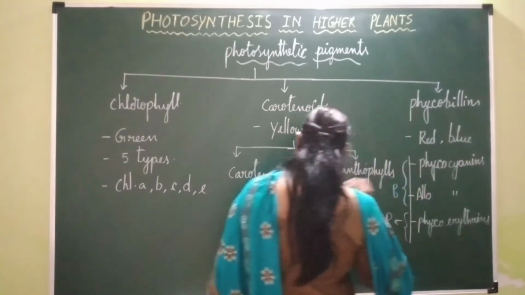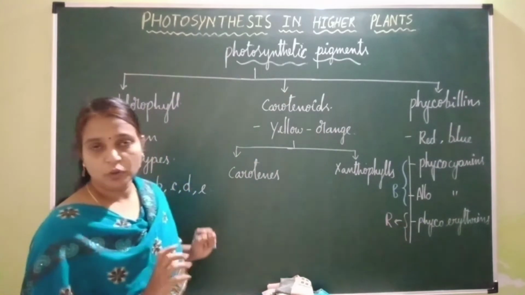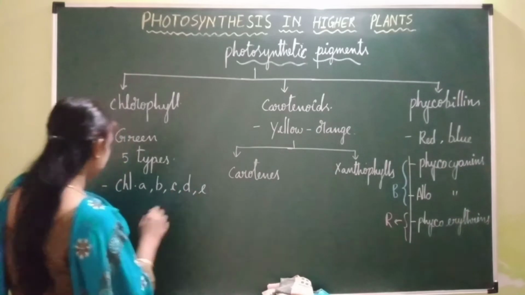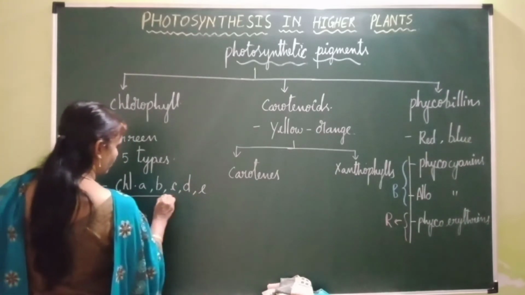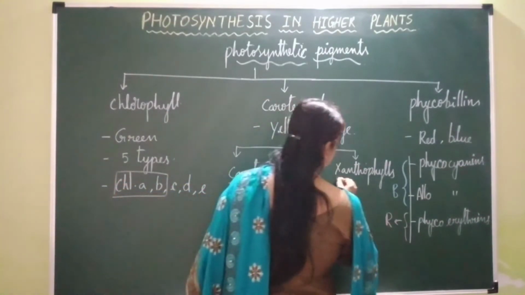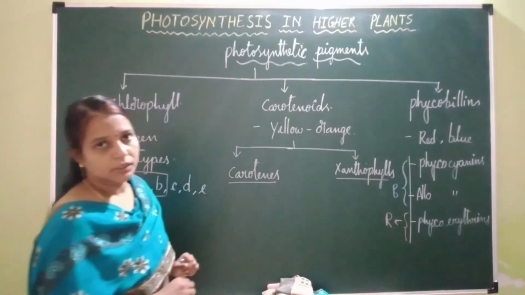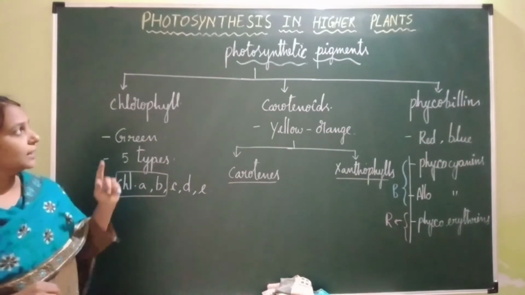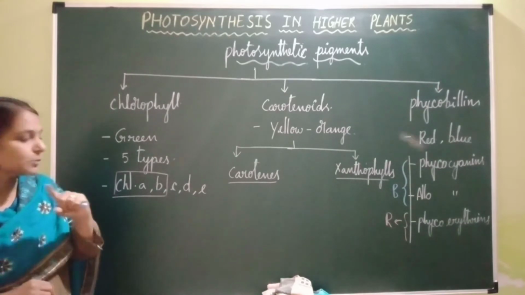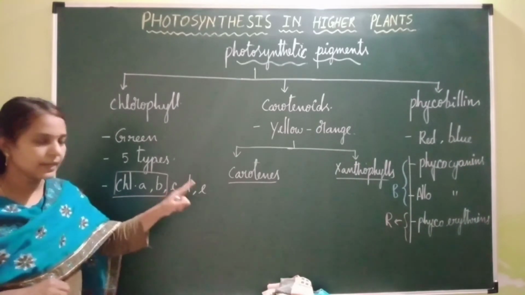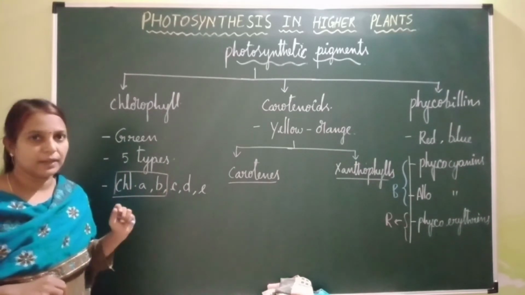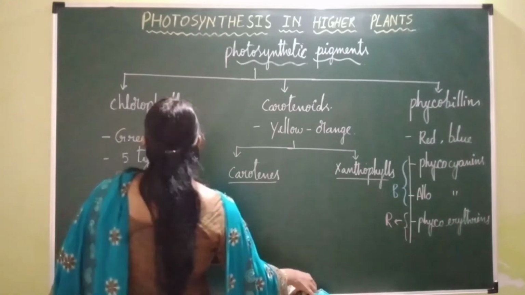So this is about the 3 types of photosynthetic pigments, but among all these pigments, only a few are present in higher plants: chlorophyll A and chlorophyll B, and among carotenoids, carotenes and xanthophylls. In this chapter we are studying photosynthesis in higher plants. So now let's study these 4 types of pigments one by one. Let's start with chlorophyll A first.